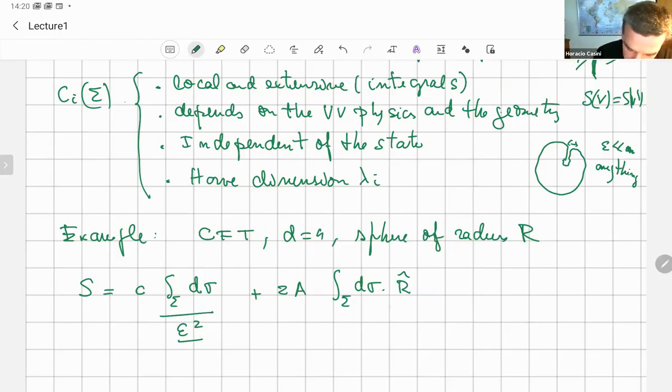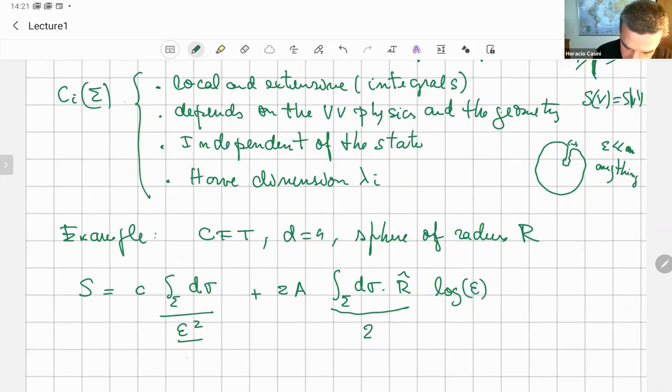But now this thing doesn't have dimensions. In fact, you can compute this quantity. This is just 2 for a sphere. It's dimensionless, it's a number, it's 2. And then as this does not have dimensions, for a divergent contribution you have to put here log epsilon.